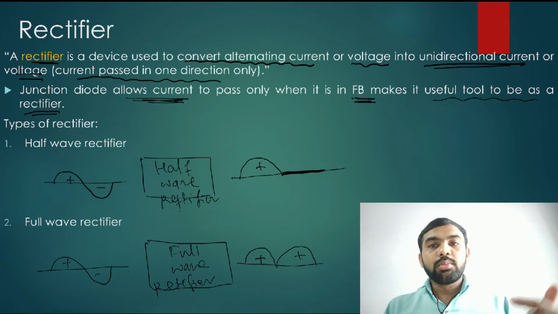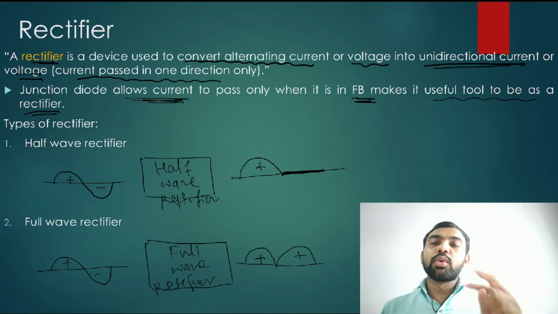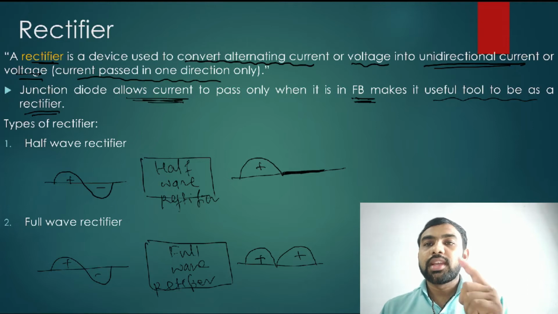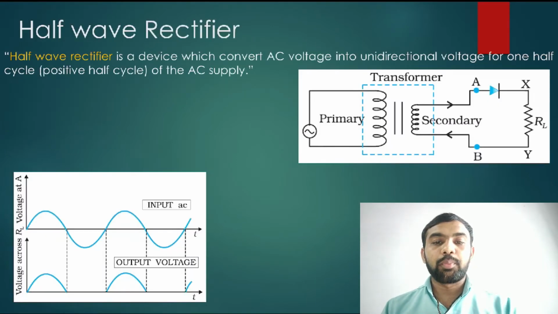What is the meaning of this? Both are passed in one direction only. So in a full wave rectifier, in one cycle, both positive and negative are passed through it, and in a half wave rectifier only the positive cycle is allowed through it, and the negative current becomes 0. Okay, so let's discuss the full wave rectifier and half wave rectifier in detail. First we discuss the half wave rectifier. So this is the half wave rectifier.